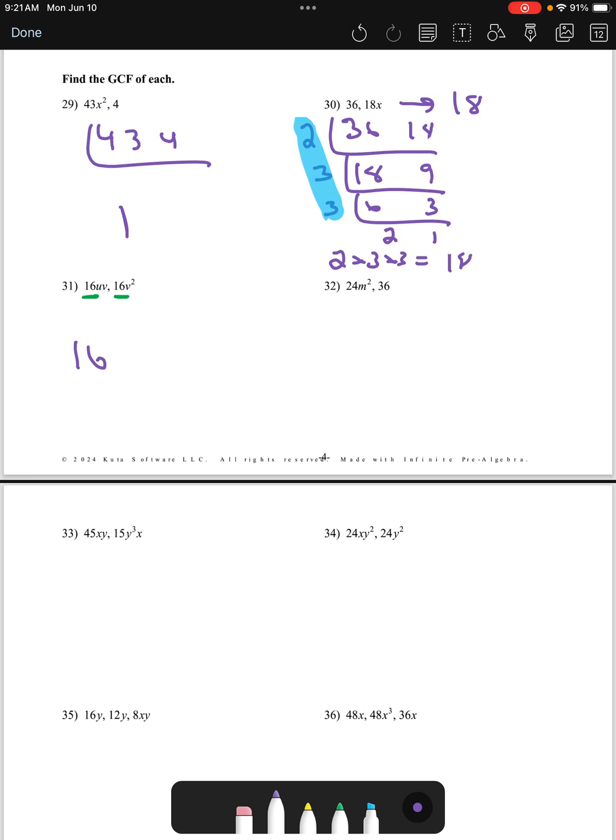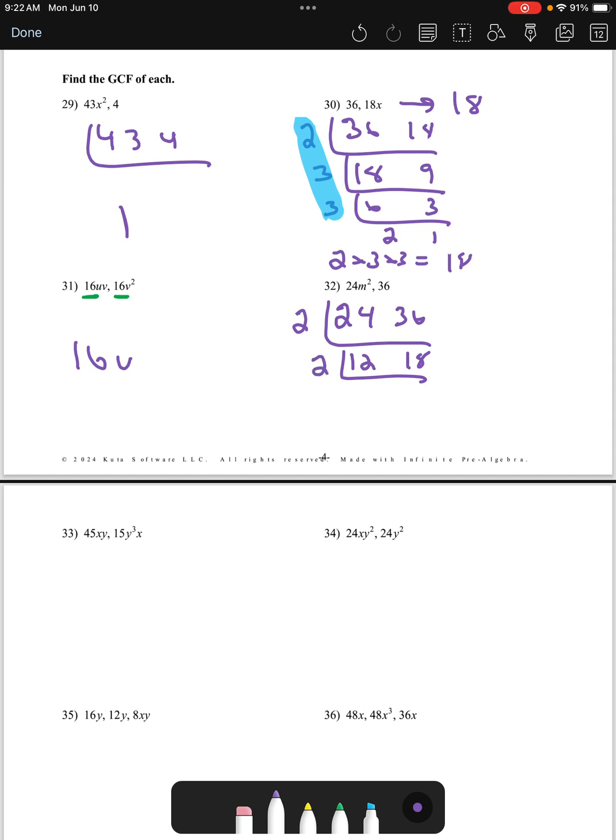Do they both have more than one v? No. The first term has a single v. The second term technically has 2 v's. V to the second power is v times v. So what's common? A single v. Our GCF is 16v.